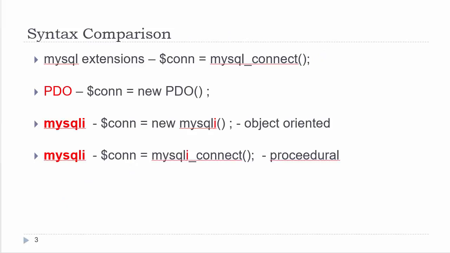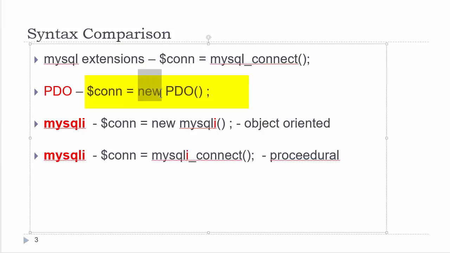If you are using the traditional MySQL extensions, what we need to do is connect to the database. And this is how you would do it using these built-in functions. With PDO, because it is object-oriented, we need to create a new instance of the PDO object, and we store it in a variable called CONN. This is a popular variable name for the connection.